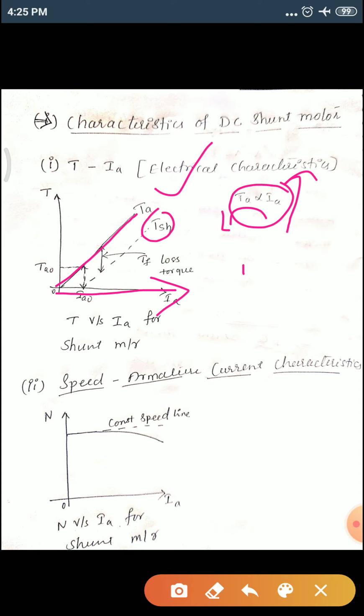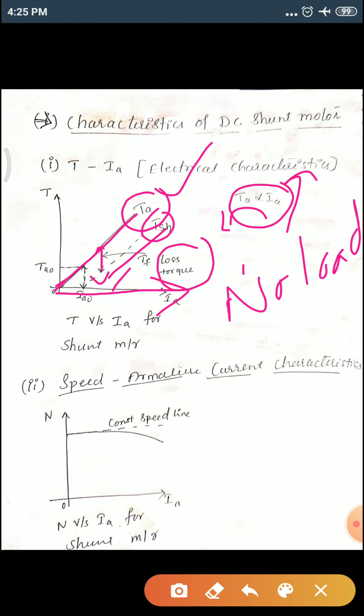Remember what happens here. At the beginning, on no load condition, the shaft torque will not be there, but your TA will be present. You remember that. The difference of these is called your loss torque.